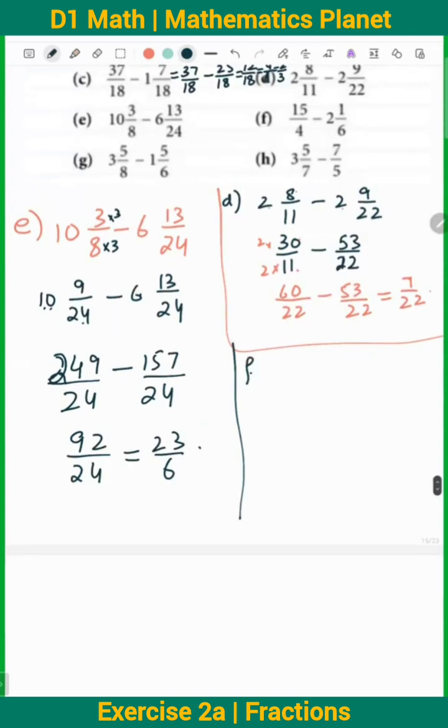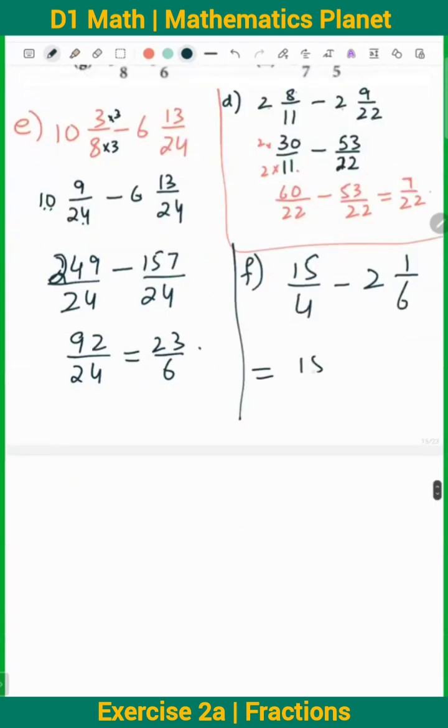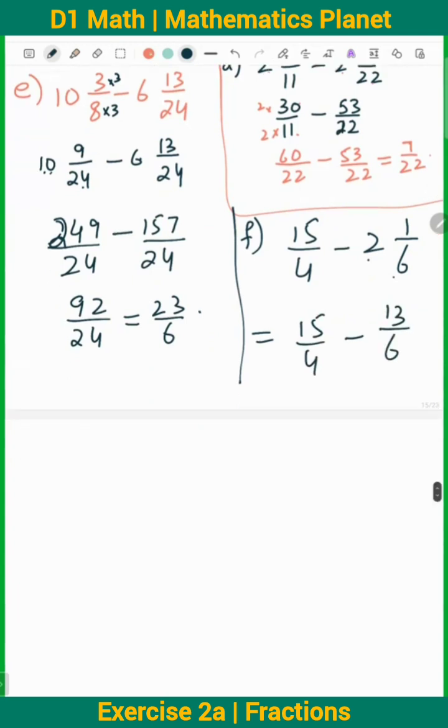15 by 4 minus 2 whole 1 by 6. 15 by 4 minus 6 times 2 is 12, 13 by 6. Now we just calculated in the last question that the LCM of 4 and 6 is 12. So we can make both of the denominators equal to 12. So 15 times 3 is 45. So what will you get? 45 minus 26, which is equal to 19 by 12. Got it?